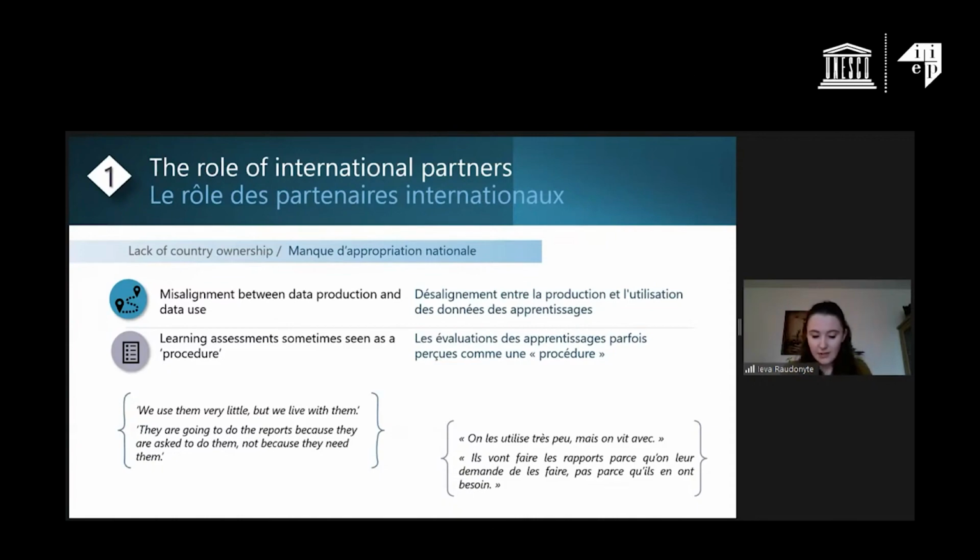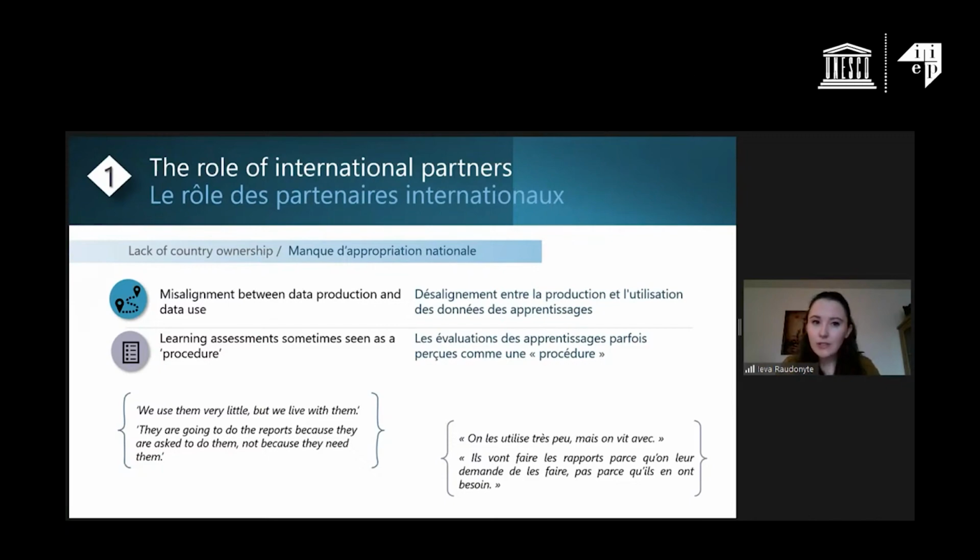The issue of national ownership of learning data has been very much raised in Guinea, where a number of interviewees mentioned that the current analysis that is made of learning assessment results is not always relevant to the needs of the ministry. And this is mostly because the ministry has very limited control over the assessment design. This issue was also raised in Senegal with regard to international assessments, mentioning that sometimes they do not fully reflect the realities in the classrooms.